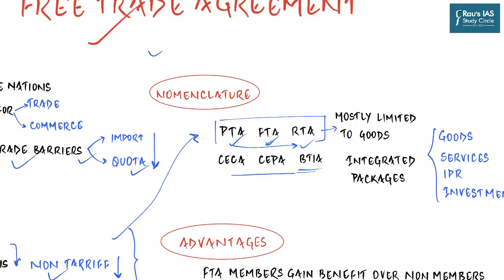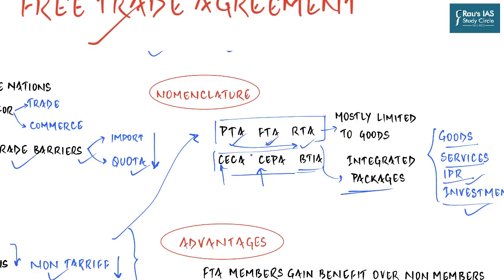They are the traditional form of agreements in which two or more nations have been associating each other. Whereas the three terms written below are more comprehensive in their approach, and hence the name comprehensive, because they are integrated packages not just covering goods but also services, intellectual property rights protection, also investment protection. So when you have two countries negotiating with each other in so many domains of trade and commerce, that is called a CECA, CEPA or BTIA, and which is what India and European Union are doing right now.